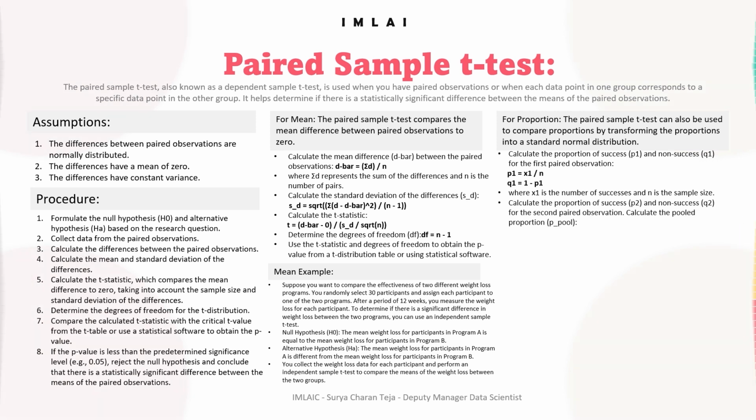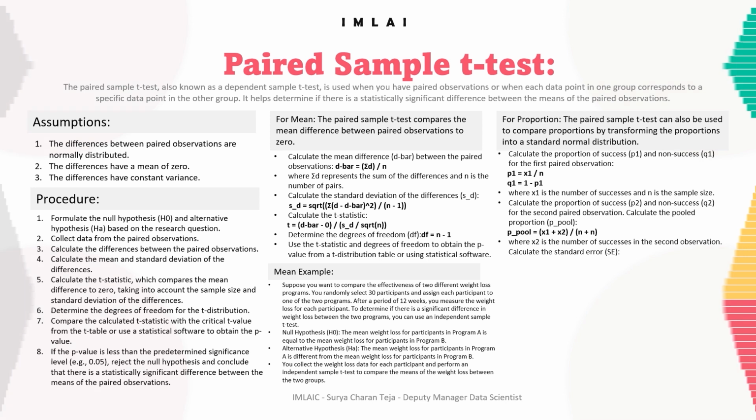So calculate the proportion of success p2 and non-success q2 for the second paired observation. Calculate the pooled proportion. It's like p underscore pool equals x1 plus x2 divided by n plus n, if you have that many. So now where x2 is the number of successes in the second observation, and then finally we have to calculate the standard error.